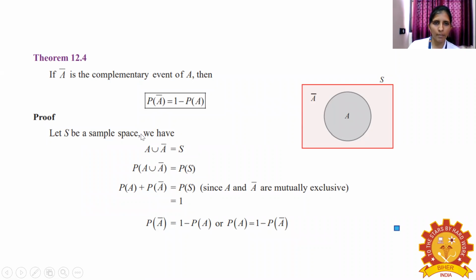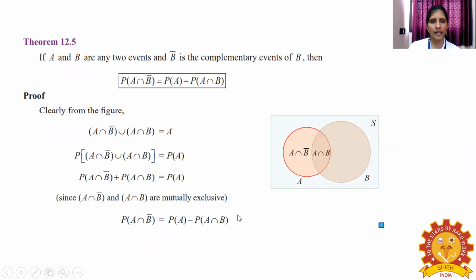Let S be a sample space. So we have A union A bar equal to S, and P of A union A bar is equal to P of S. Instead of union we use the addition symbol here, so P of A plus P of A bar is equal to P of S, and since A and A bar are mutually exclusive events, we equate P of S to be equal to 1. So we can see that P of A bar is equal to 1 minus P of A, or P of A is equal to 1 minus P of A bar. So this is the proof. Next we'll see the next theorem.